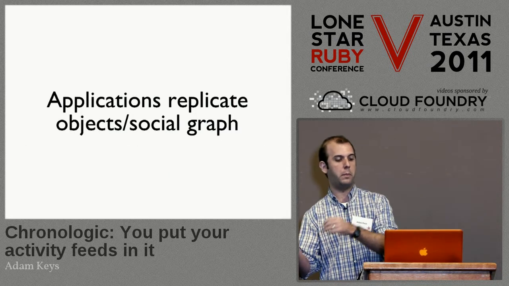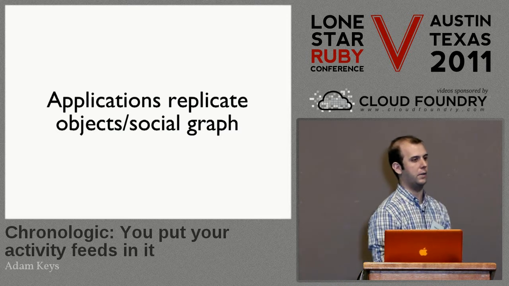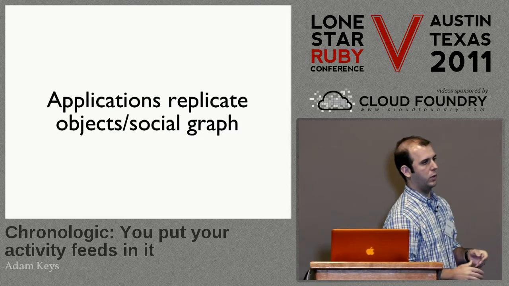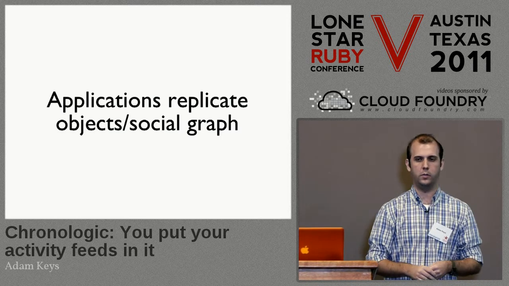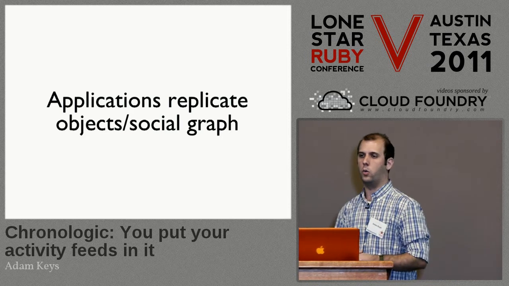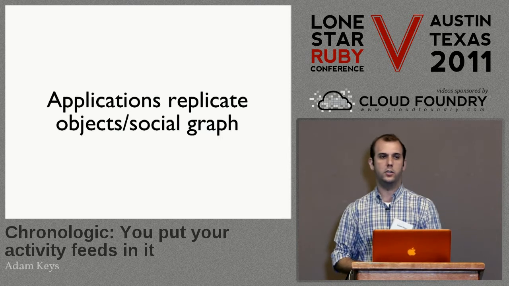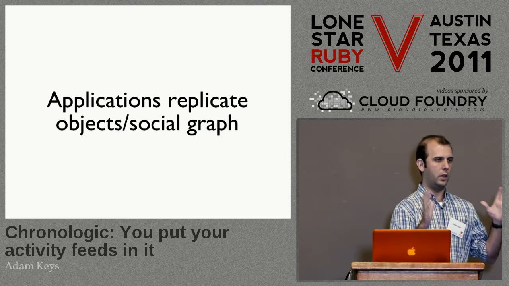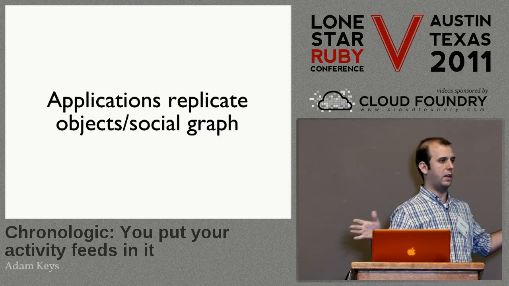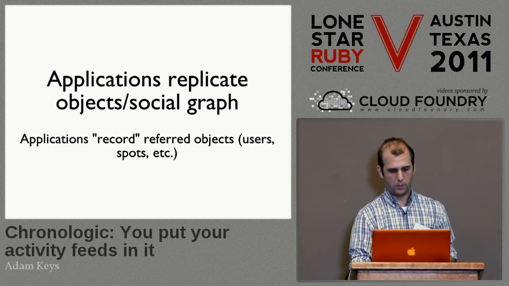So applications replicate their objects and social graph into Chronologic. Our primary store of, say, users and spots in Gowalla is in Postgres, but we mirror that data into Chronologic so that it can pull a complete activity feed without having to touch outside systems.